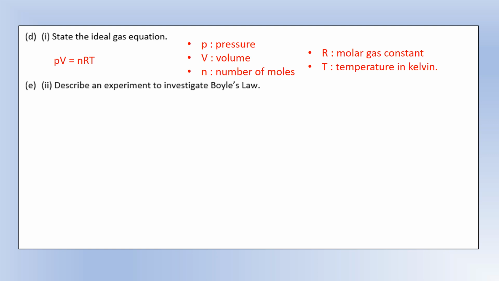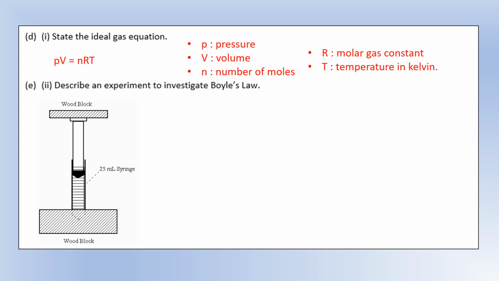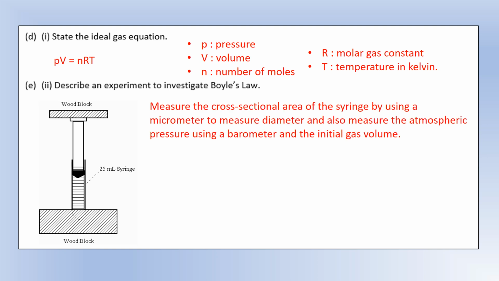Boyle's law is a specific scenario that says at constant temperature, pressure and volume are inversely proportional, which we can see from that equation. So if we want to investigate that, we're going to need a setup that will allow us to vary the pressure and measure the volume at constant temperature. If we're going to be able to calculate the pressure that we're applying, we're going to need to know the area we're applying it over, so I'm going to use a micrometer to measure the diameter of the syringe so I can get the area.